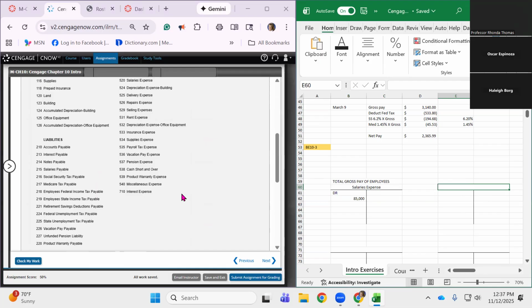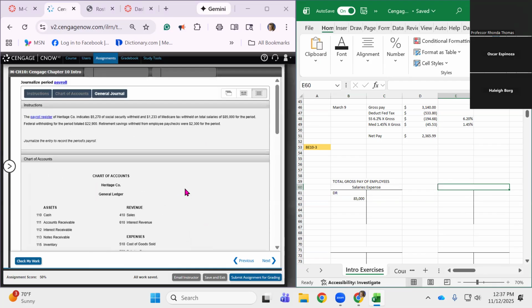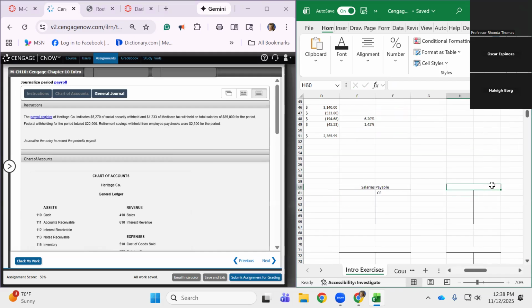Okay, the payroll register for the period. So we're going to have a salaries payable. The salaries payable is going to hold what we owe the net pay. So this isn't payday, this is getting ready for payday. We're going to put salaries payable, then we're going to go over and put Social Security tax payable. It's going to be a credit.